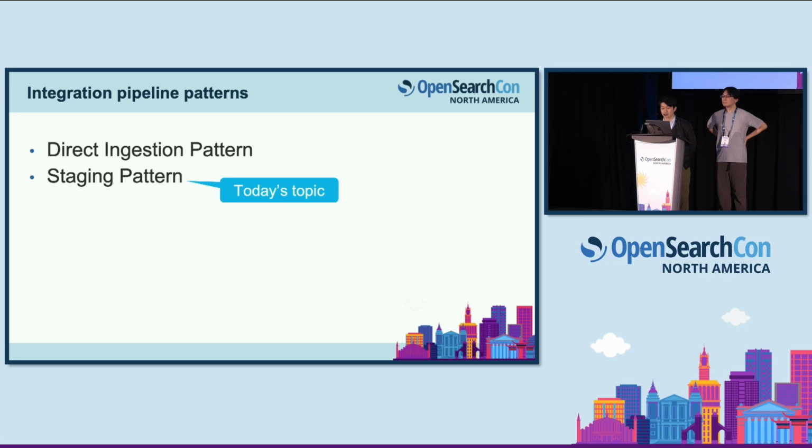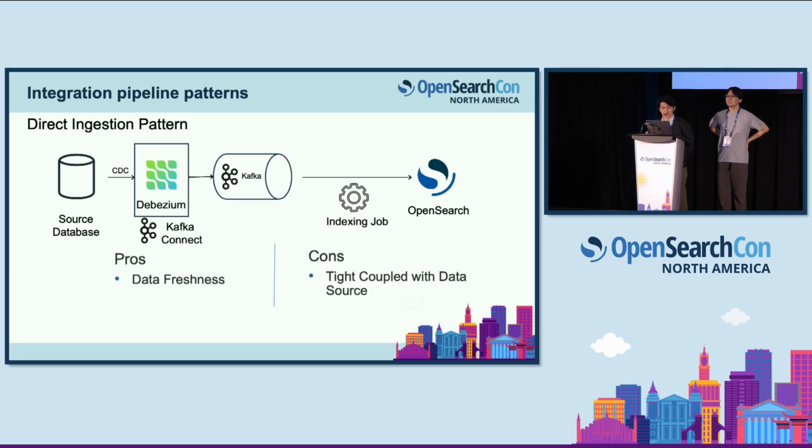So firstly, we'll confirm two general patterns. This is simply a review of the patterns, so I don't mean which one is better or not. One of them is a direct ingestion pattern. This pattern is inserting data directly into OpenSearch from the data source without using an intermediate store. As one example, this diagram shows the architecture of this pattern, where data is directly linked from a database to OpenSearch using CDC, change data capture.